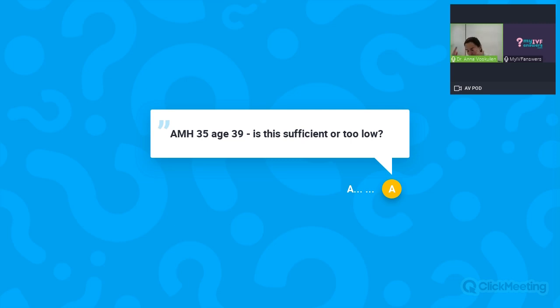Okay, sorry, because I have the nanograms in my head. But when we talk about nanograms per milliliter, low ovarian reserve would be less than 1.2 or 1. And an optimal ovarian reserve would be more than 2.5 nanograms per milliliter. That would be a very good AMH.